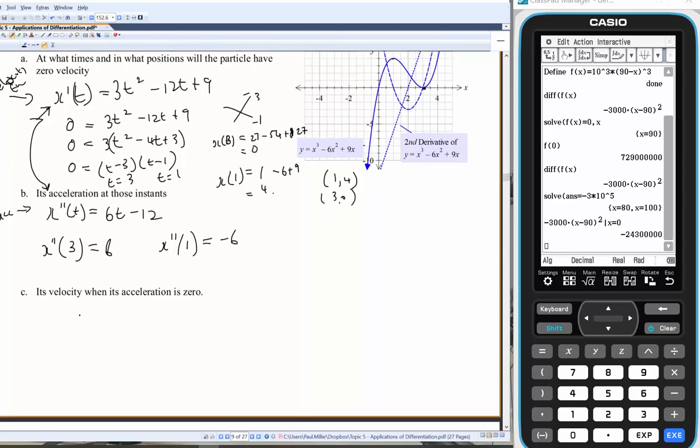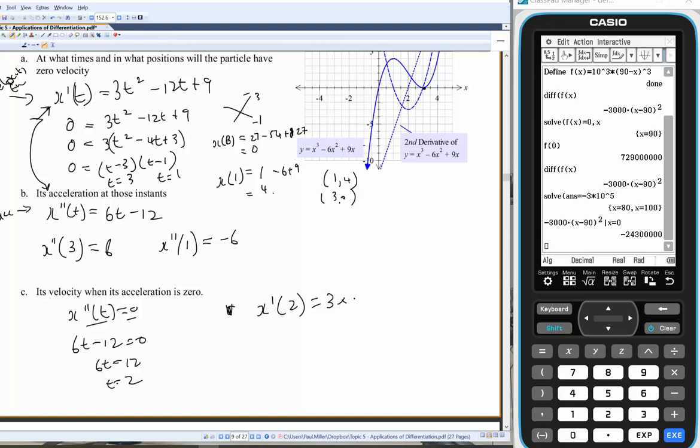Okay, so to do this one here, we want to know when x double dash t is equal to 0. That's when the acceleration is equal to 0. So we're basically asking the acceleration function, hey, when are you 0? 6t take 12 equals 0, 6t equals 12, t equals 2. And then we're going to ask the velocity function, so we're going to ask x dash t, what is your value when t is equal to 2?